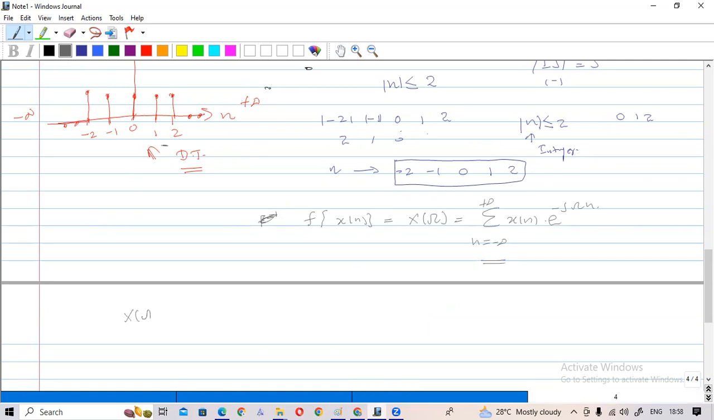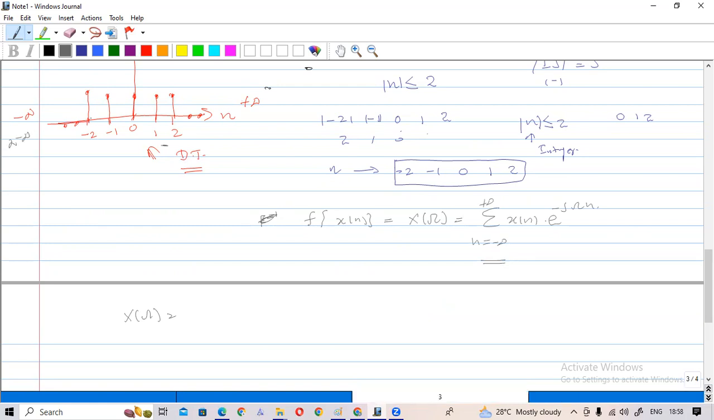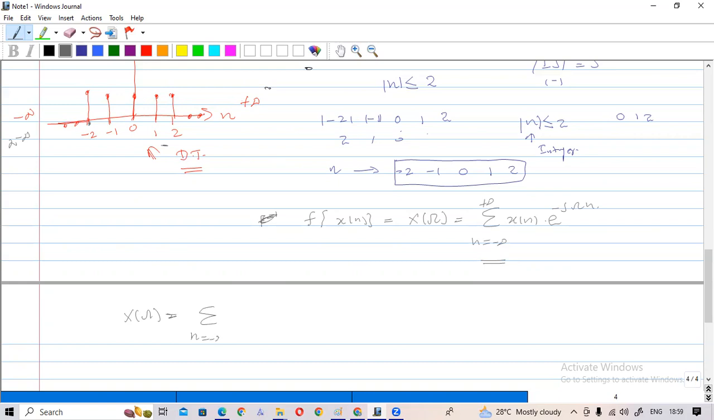So X of omega: when n is minus infinity, xn will be zero. From minus infinity up to minus 2, xn will be 0. At minus 2, it will be 1. So you have to add the signal from n equal to minus 2 to plus 2. That's enough because the others are 0. From minus infinity up to minus 2 it is 0, and from plus 2 to plus infinity it is also 0. So your signal is available only here. If you write this here, that will be enough: e to the power minus j omega n.